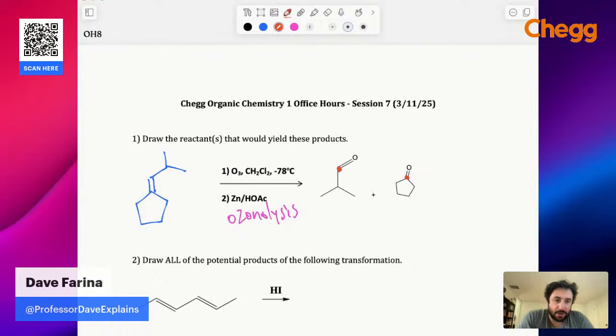K Bay says, can you go over some aldehyde and ketone reactions? So that would be like enolate chemistry. We do have a little bit of enolate chemistry in this worksheet, so we will get to those.